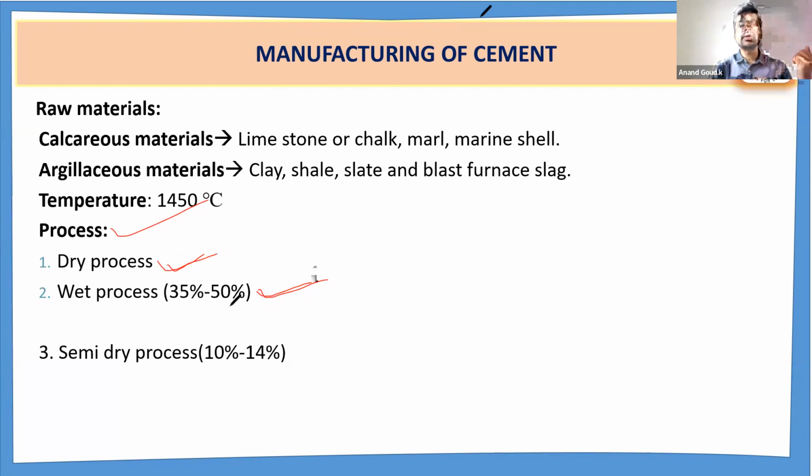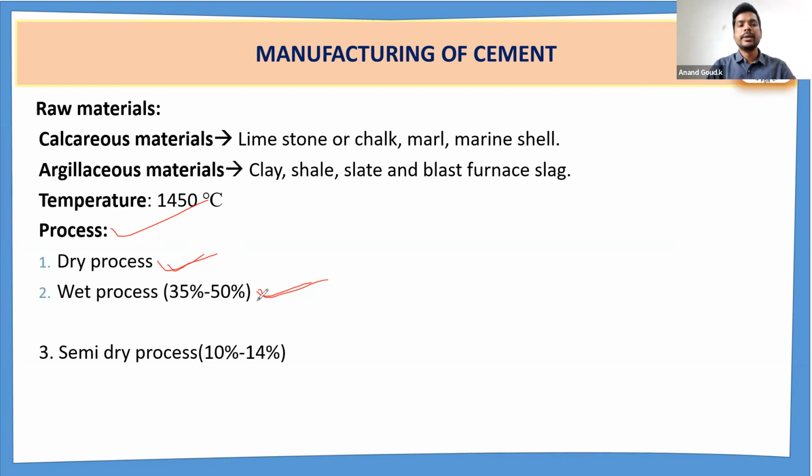So what is the difference here? In the wet process, we add 35 to 50% of moisture content, that means water, while grinding those raw materials. But in the dry process, we do not add this much water. The water content may be very, very little, or we do not add any water in the dry process. That is the major difference between the dry process and the wet process. You will get clarity while going through the flow chart of the manufacturing process.